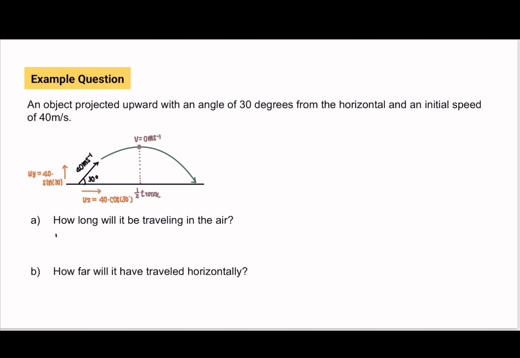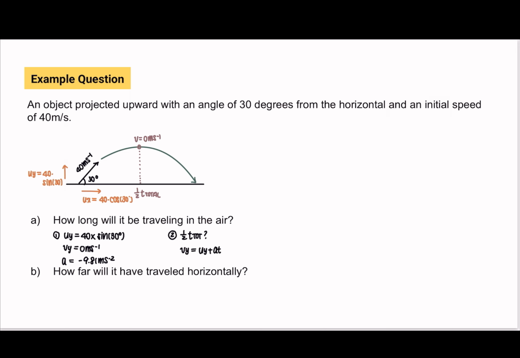The first question is asking for how long the object will be traveling in the air. We can think of this as how much time it will take for the object to reach the maximum height and fall down. It is easier to think about the time taken until maximum height, as that will be exactly half of the total time taken. Therefore, we can use the initial vertical velocity, acceleration of gravity, and the final velocity, which is 0 meters per second, and calculate the time.